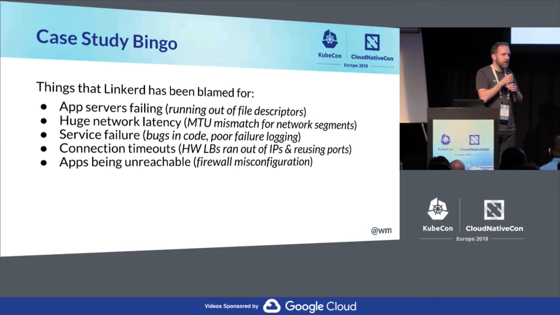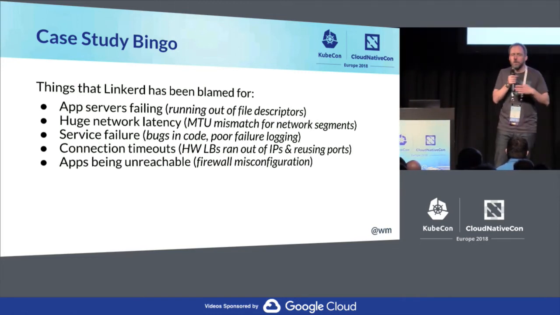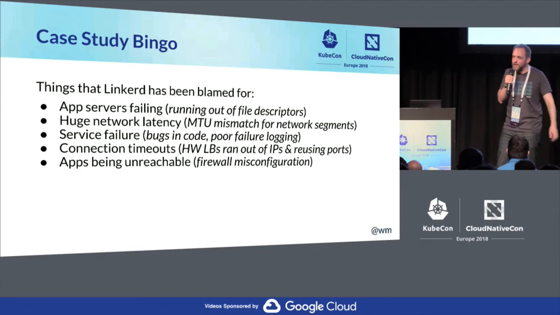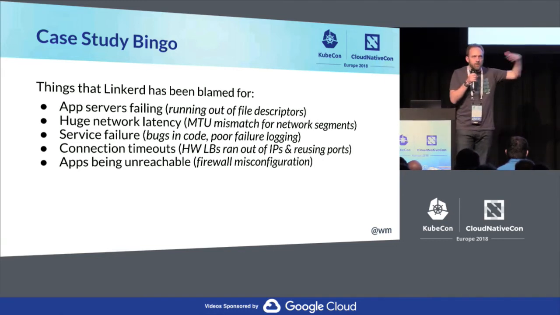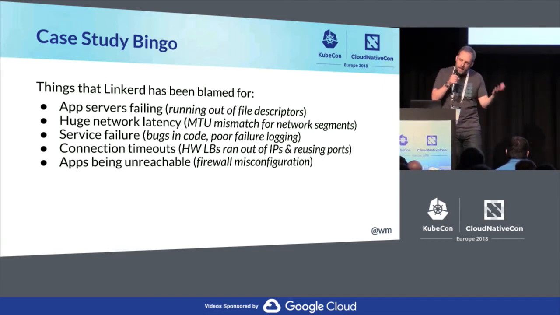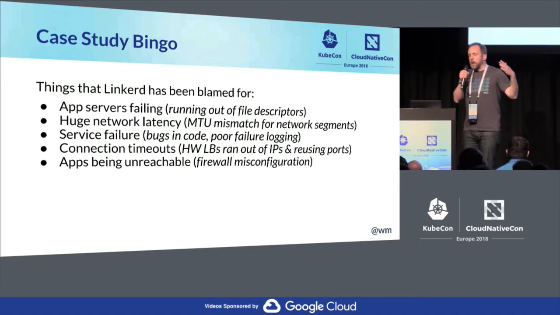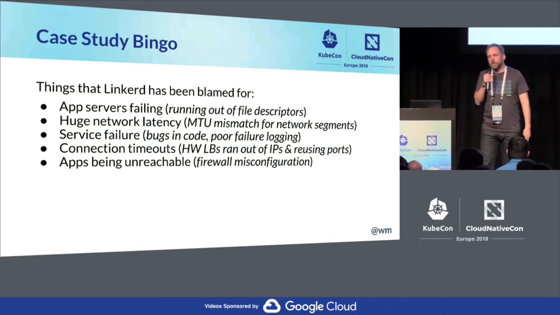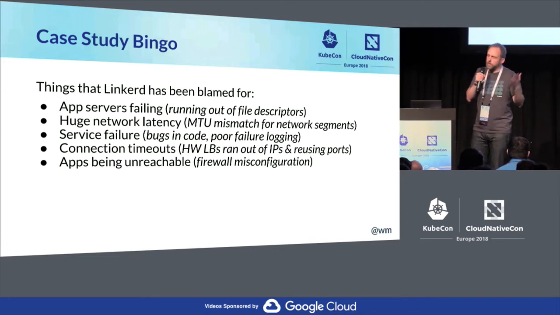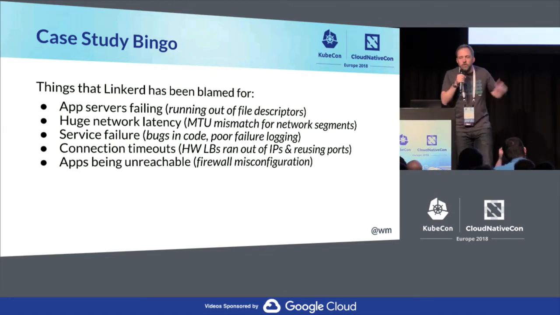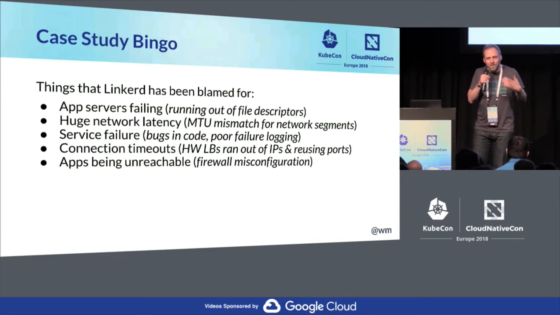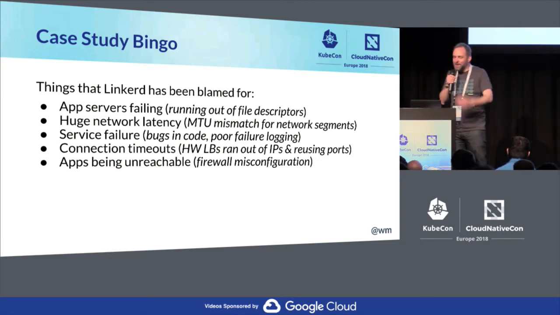So I talked to a bunch of our Linkerd production users, and I asked them for examples, and everyone had 3 or 4 examples at hand of things that Linkerd had been blamed for that turned out not to be Linkerd's fault, right? So a couple examples here. Our app servers are failing. We've got this big prod outage. Must be Linkerd. Well, the app servers were running out of file descriptors. Linkerd's slowing everything down. I got this network latency. Turns out we had an MTU mismatch. That's some network thing, I guess, that makes things slow. Services are dying. Okay, well, the services had bugs, but they weren't logging the bugs, and Linkerd was logging all the failures, so of course you blame Linkerd.